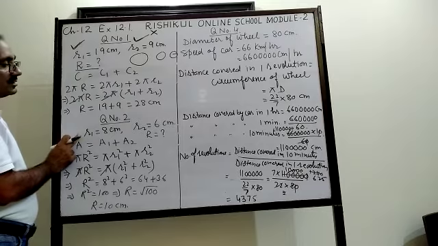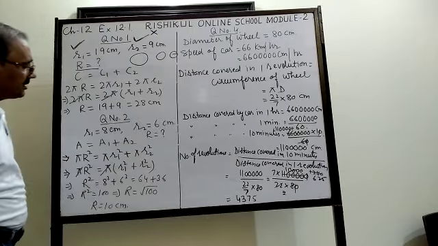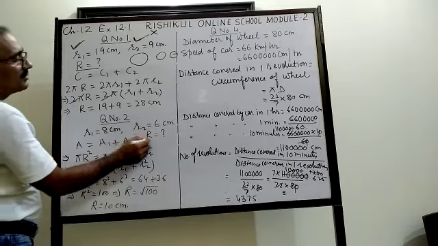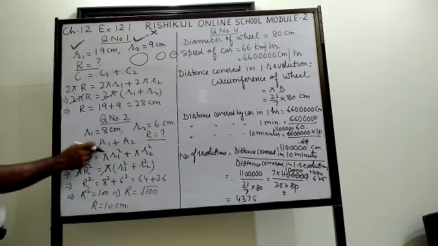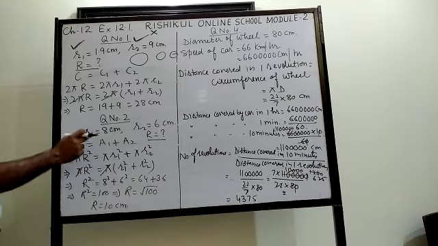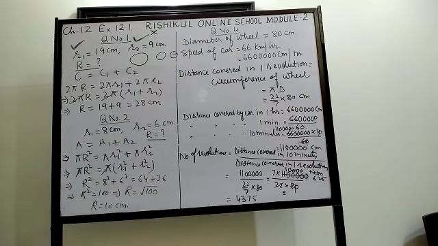Radius of first circle 8 centimeter, second circle 6 centimeter, and suppose the radius of required circle be R. So A is equal to A1 plus A2. Sum of areas of these two circles equal to the area of that circle. Clear?